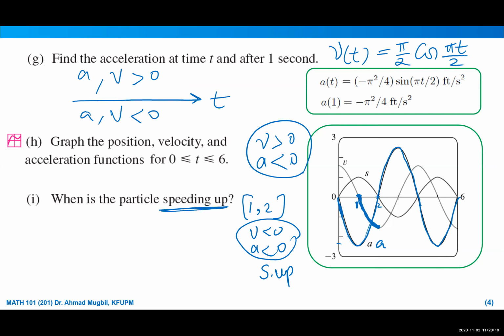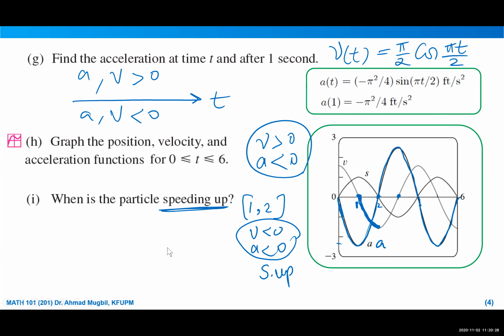Now let's look at it from 2 to 3. From 2 to 3, the acceleration A is positive and the velocity is negative, so it will slow down. From 3 to 4, and you can continue this way now.